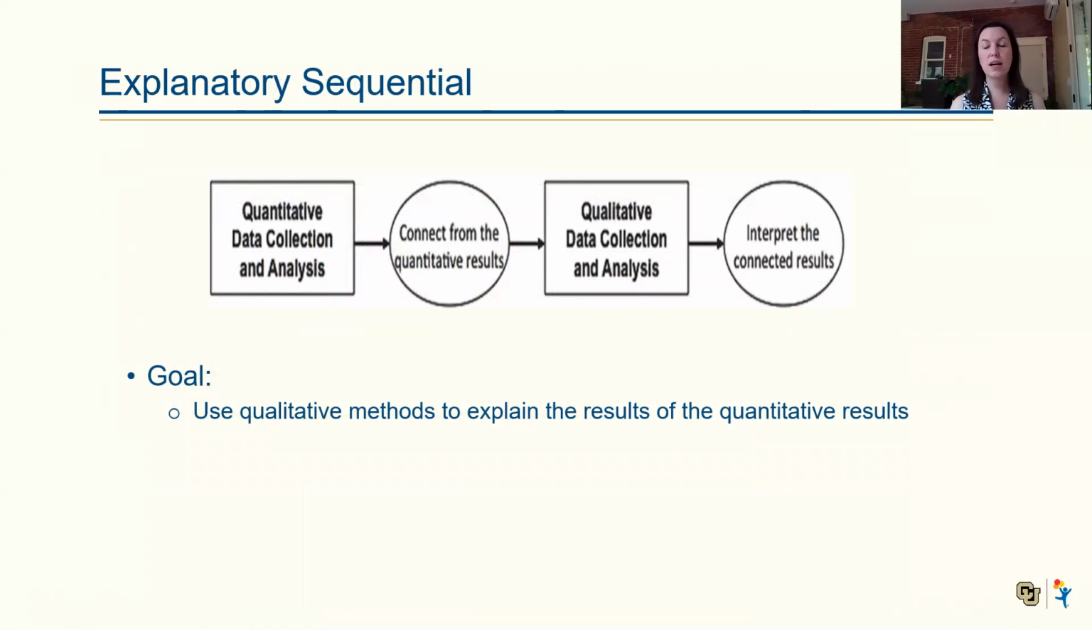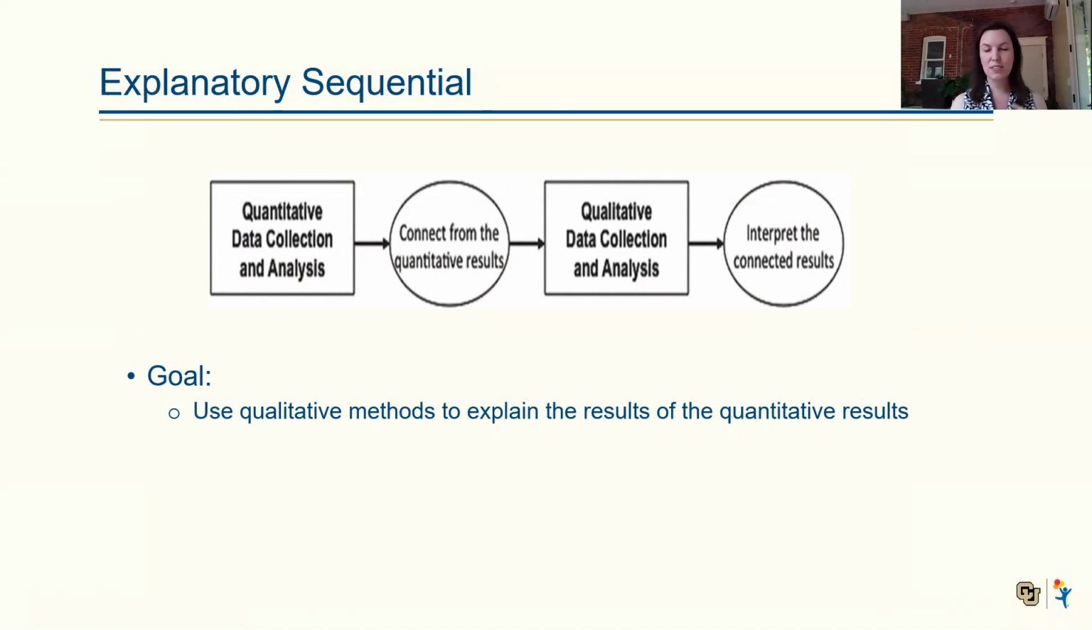So next, the study design is explanatory sequential. And explanatory is when you actually start with your quantitative data collection and analysis. And then those results really inform that second phase, which is our qualitative data collection and analysis. And then finally, you integrate the results at the end.